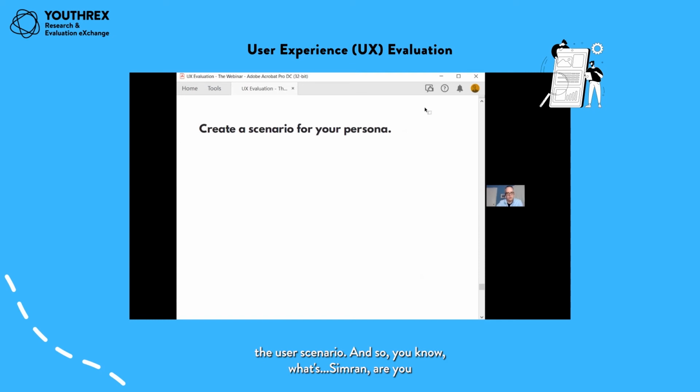So, Simran, are you willing to come back up and talk through a scenario for Mary? Yeah. So how would Mary get involved with your program in the first place? Through their probation officer, let's say, for instance, a probation officer.